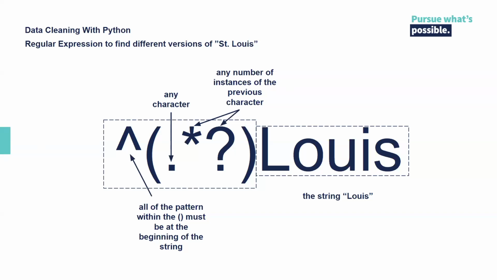Most of the time, you're just switching out digits and white space and stuff like that. But this is getting a little more complex, basically finding anything that is something at the beginning, and then Louis, we're going to assume that that is St. Louis.